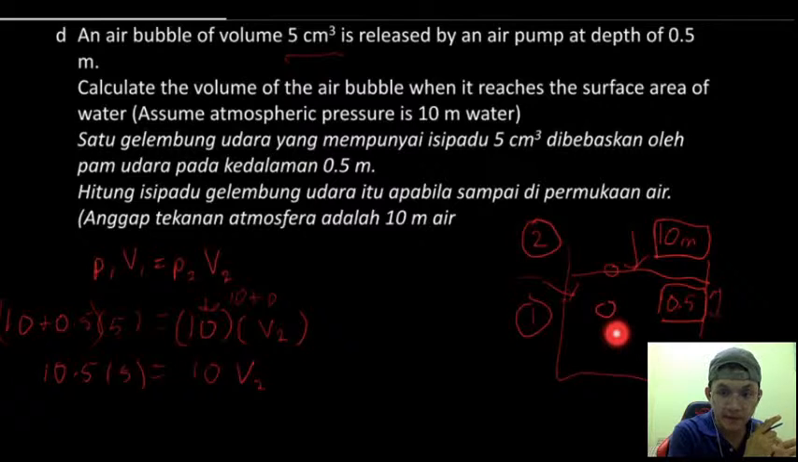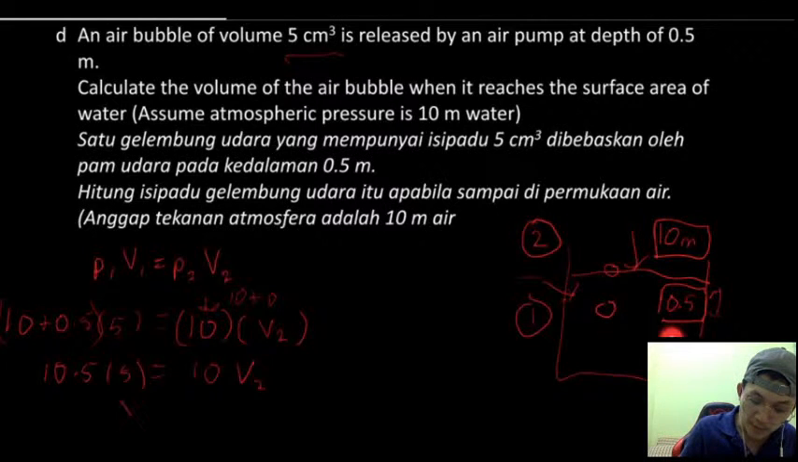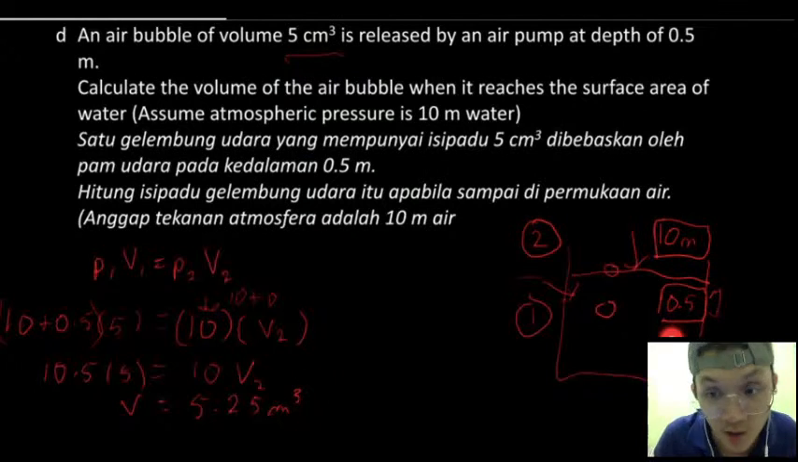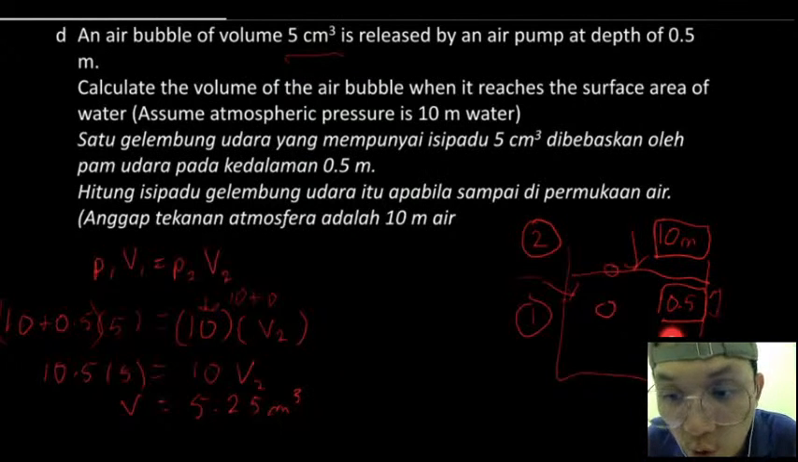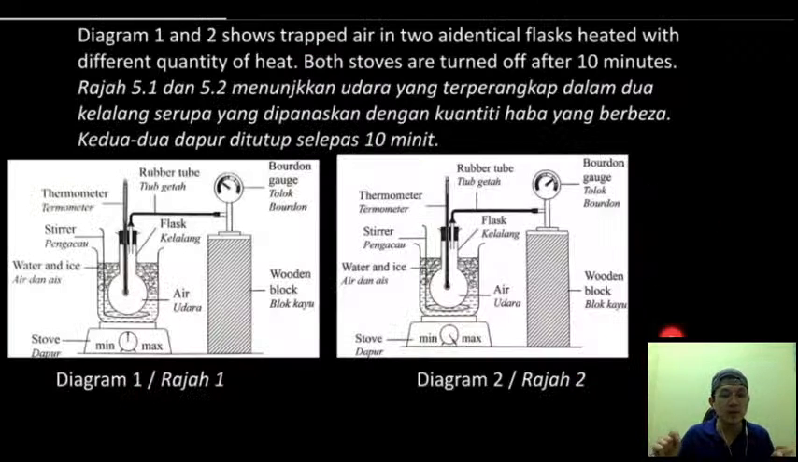10.5 times 5 is 52.5. 52.5 divided by 10, V2 is equals to 5.25. Don't forget this kind of question. If it's not in SI unit, please put your unit. Don't forget your unit, guys. Right. Centimeter cube, yeah? My writing is a bit lousy. Okay, so let's go. Next one.